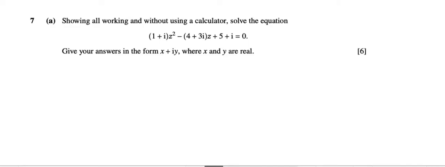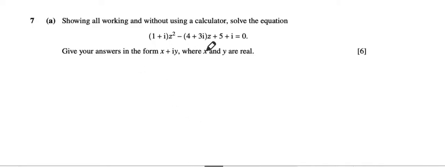Using a calculator, solve the equation (1 + i)z² − (4 + 3i)z + (5 + i) = 0. Give your answers in the form x + iy, where x and y are real. Okay, x and y are real. So this is another exam question that we're going to attempt.